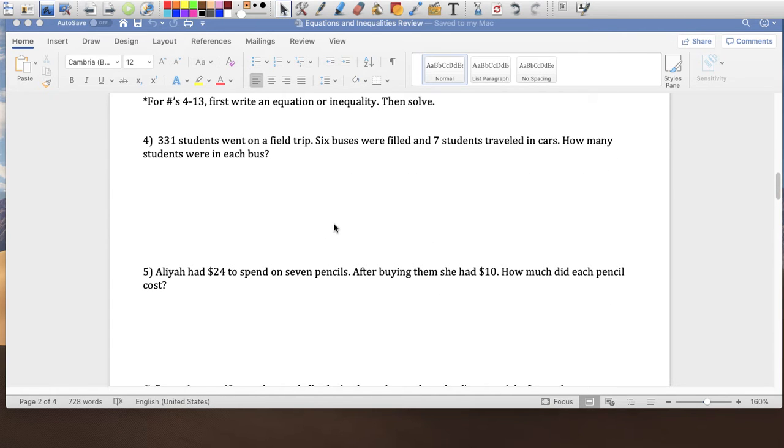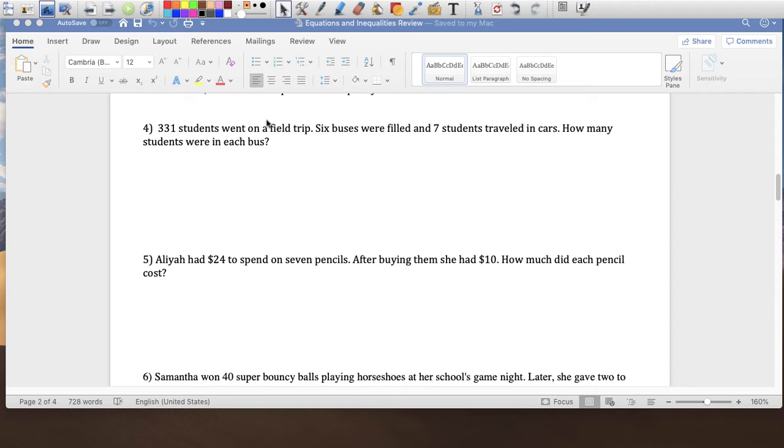Write an equation or inequality, then solve. So there's 331 students on the bus trip, and there were 6 bus fills and 7 students with cars. So what do I know? I know that the total number of students here is 331. I know there were 6 buses, and how many students per bus? I don't know. So I'm going to write 6b. So 6 times however many people in each bus plus 7 equals 331.